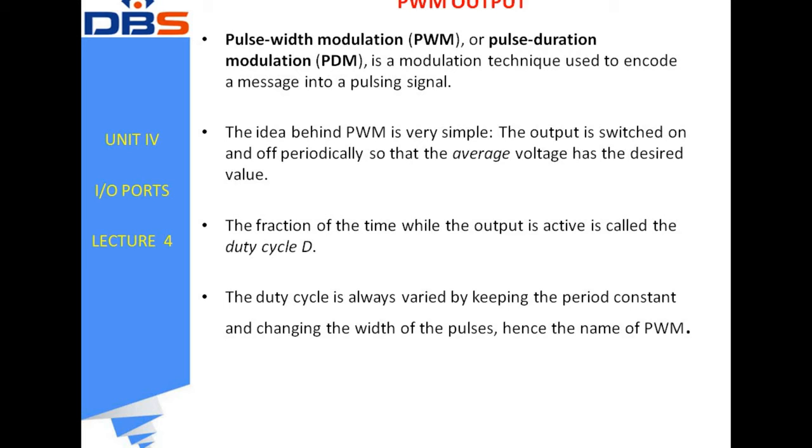Here, if you maintain the system or the clock or the time constant, then the pulse will not change. Whenever we vary the width, or whenever we vary the period, then the width of the signal will vary. That's why it's known as pulse width modulation.